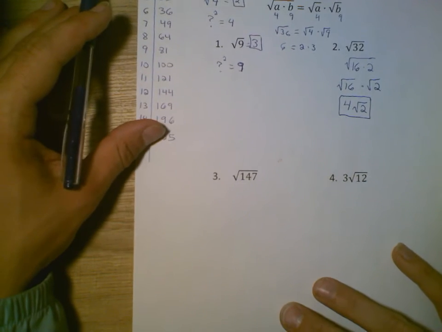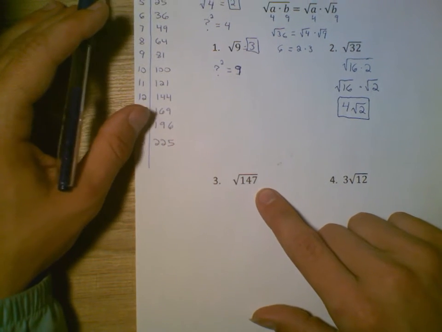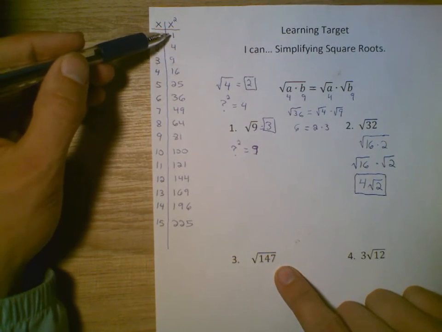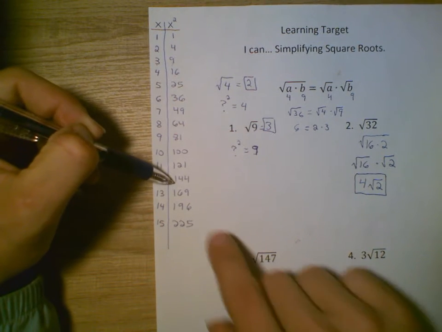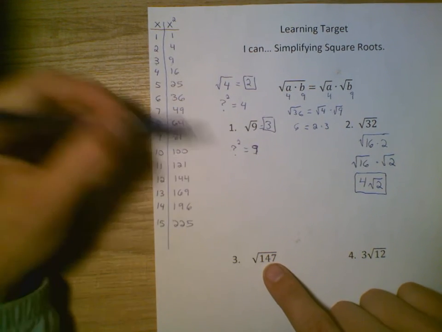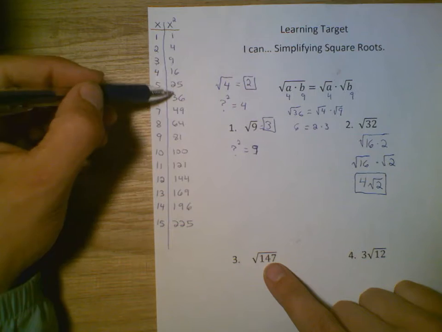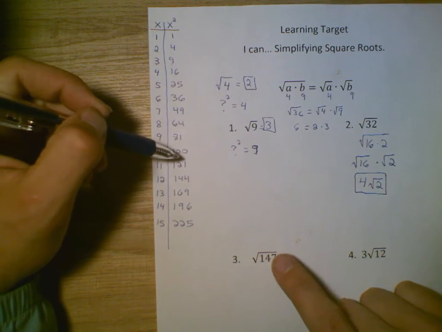So if I look at number 3, I have the square root of 147. And once again, I want to notice that it's not one of our perfect squares, right? We go to 144 and then 169. Okay, so it's not on our list. So what we need to do is try and find a perfect square that goes into 147.